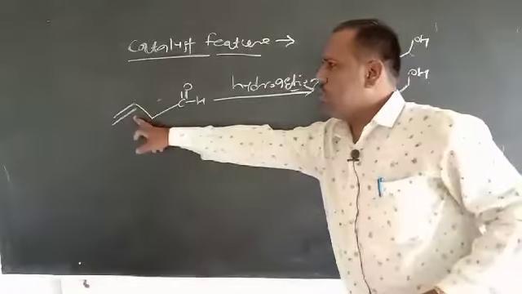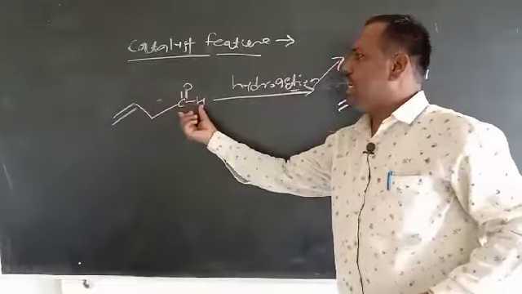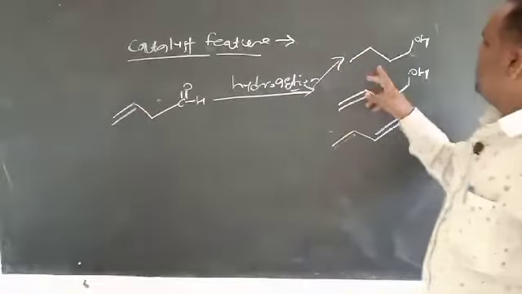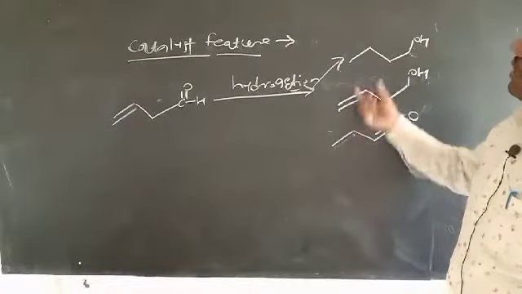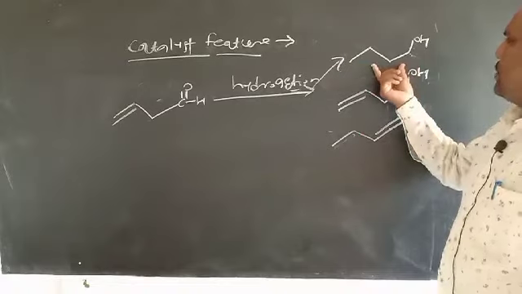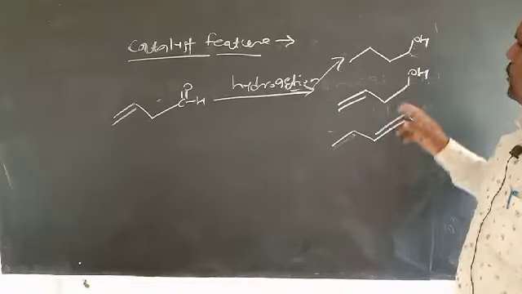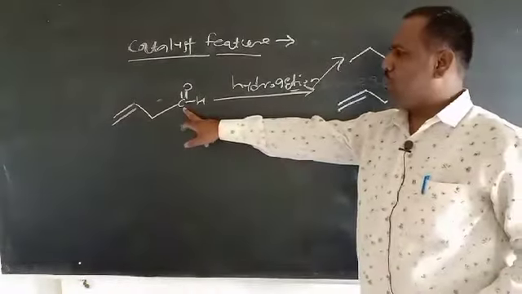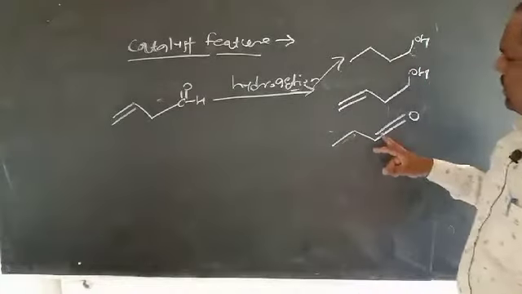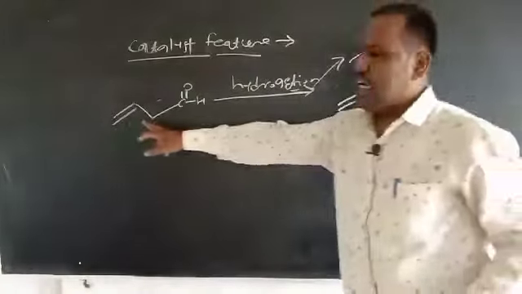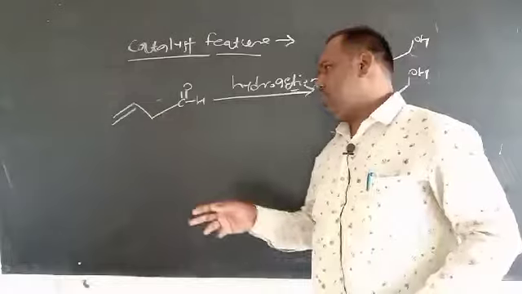So there are two functional groups, carbon-carbon double bond and aldehyde. In the first product both functional groups get hydrogenated. In the second only this aldehyde group gets hydrogenated. In the third only the carbon-carbon double bond gets hydrogenated.